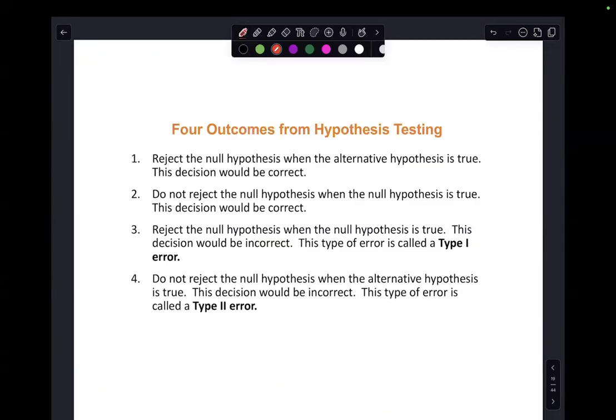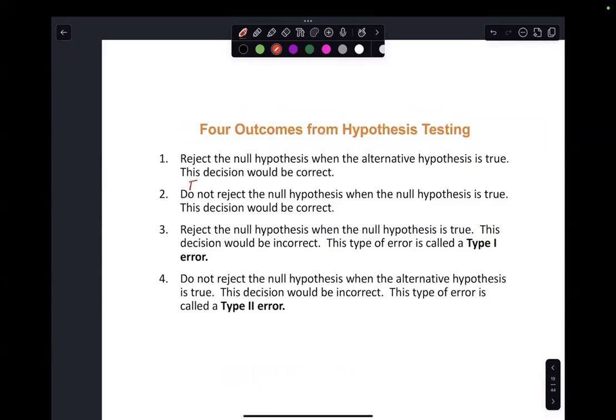You reject the null hypothesis if the alternative hypothesis is true. So if we have evidence to support our alternative hypothesis, then we say we reject the null hypothesis. We say that the null hypothesis is not true because I have evidence to say it's not true. This is a correct decision. We don't reject, or fail to reject. I prefer the words fail to reject. You can either say I do not reject or I fail to reject. I don't care which way you say it. I like the words fail to reject.